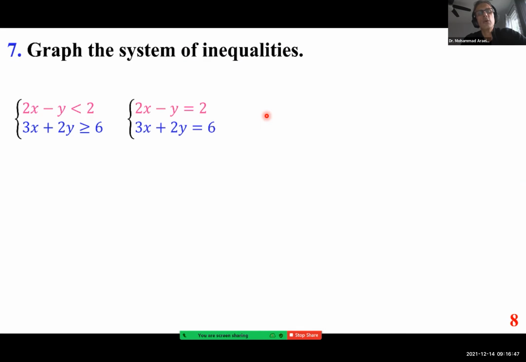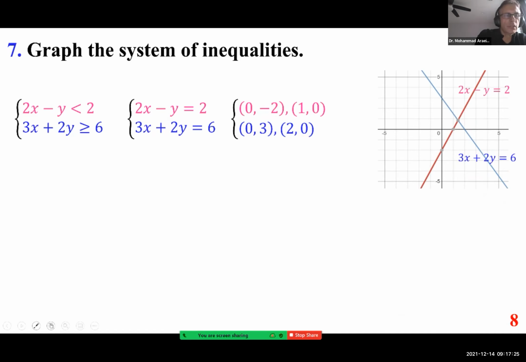Change it to equality. Now, in order to graph both of them on lines, all you have to do is pick up pairs. By now, we know how to find intercepts. If you choose x to be 0, y becomes -2. If you choose y to be 0, x becomes 1. So that's the first one. Second case, if x is 0, y is 3. If y is 0, x is 2. Those are the pairs for each case. For this one, plot those two pairs, draw the line. For the second one, plot these two pairs, draw the line.